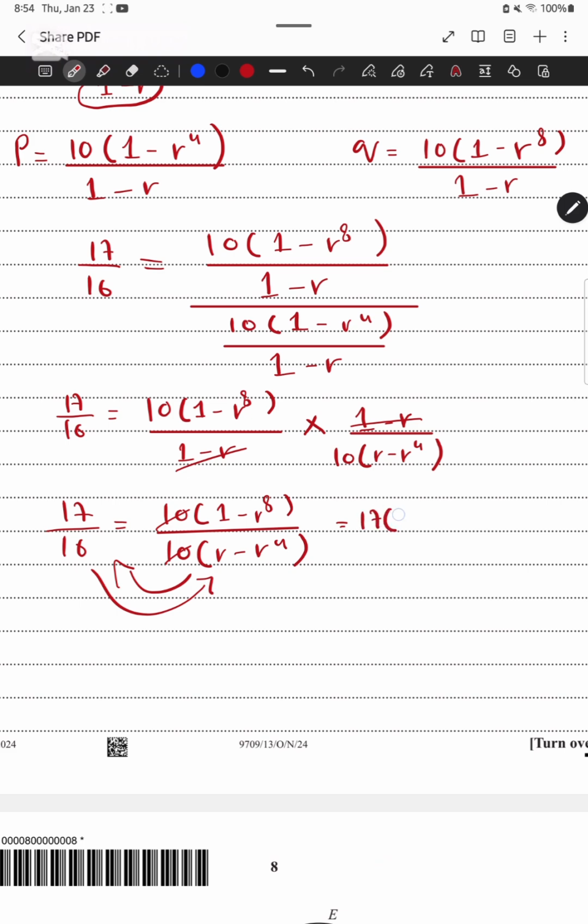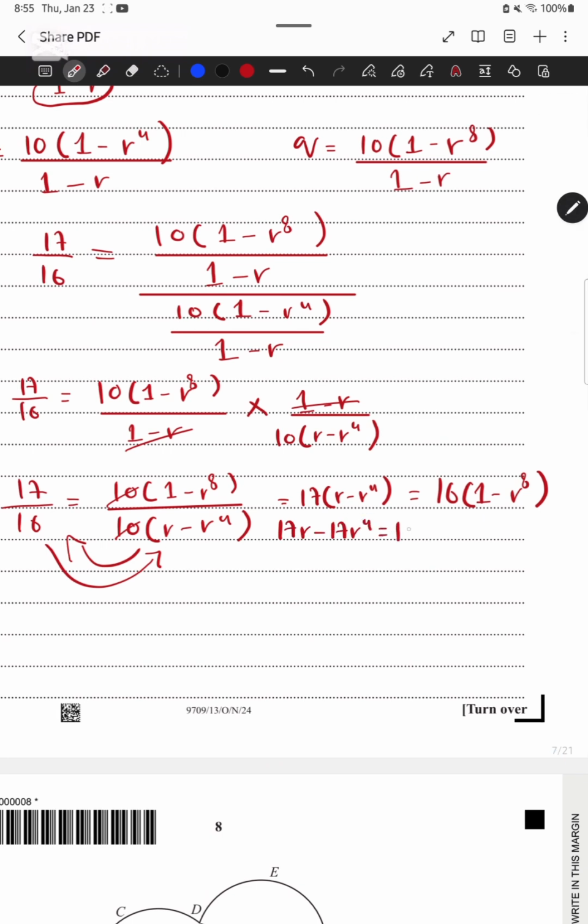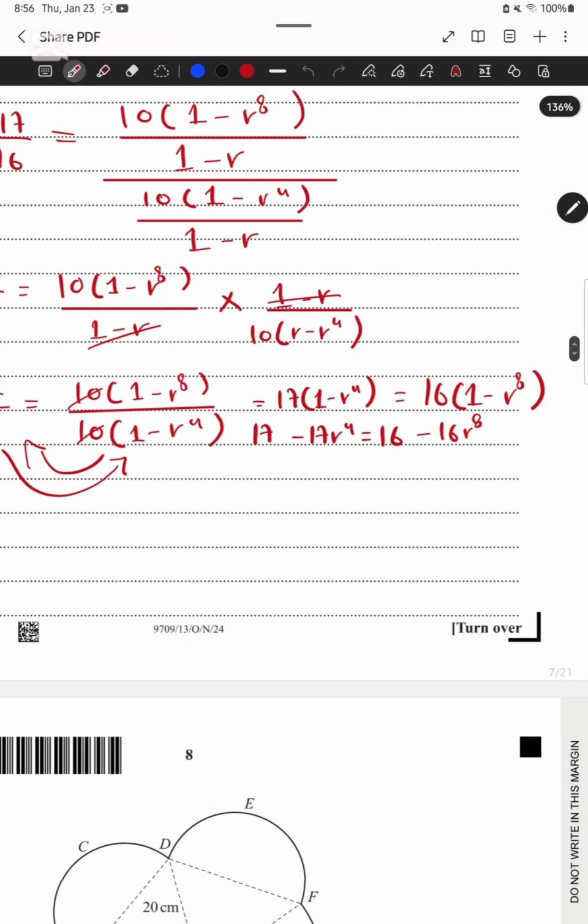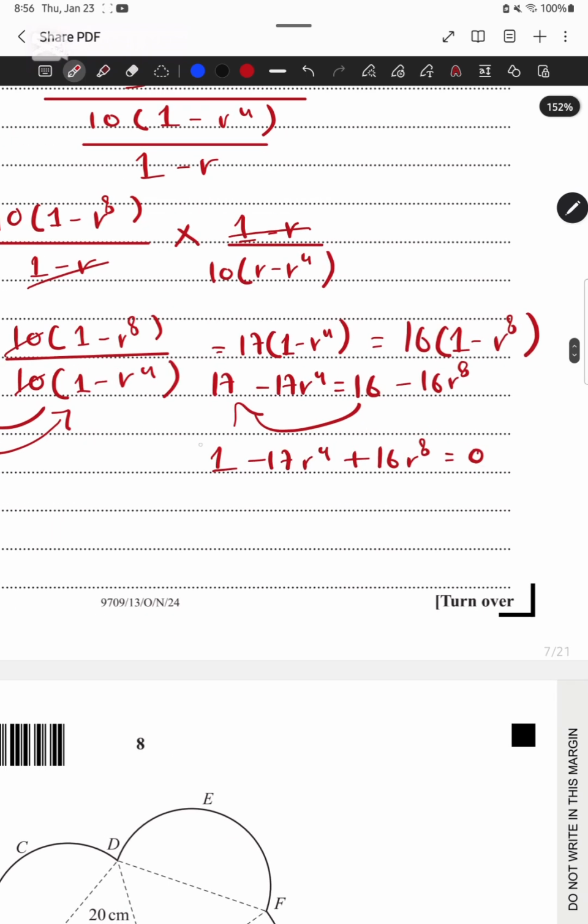So it becomes 17(1 - r^4) = 16(1 - r^8). So let's do this: 17 minus 17r^4 equals 16 minus 16r^8. Oops, it's just 1, sorry. So 17 minus 16 becomes 1, minus 17r^4 plus 16r^8 equals 0. As you can see, we cannot solve these equations. Can you solve these kinds of equations? I don't think we can solve them like this.